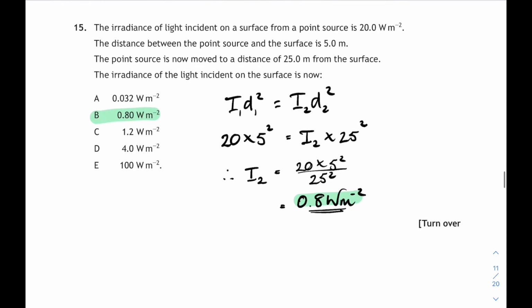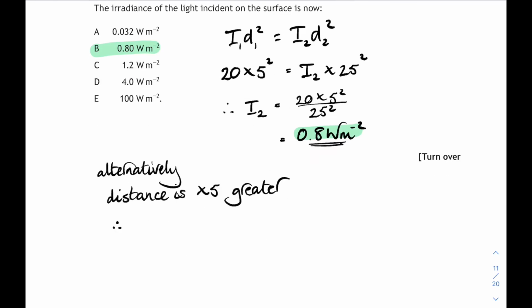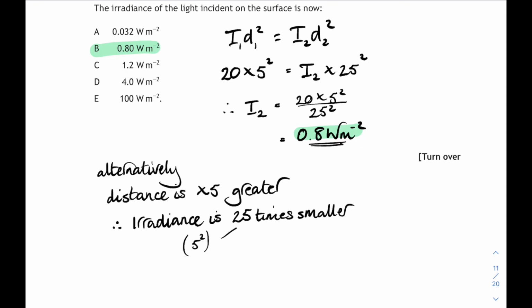Now, alternatively, if you would rather do it by ratios, if the distance is 5 times greater, then the irradiance will be 5 squared times smaller. That's 25 times smaller. So 20 over 25 means your new irradiance is 0.8 watts per square metre.